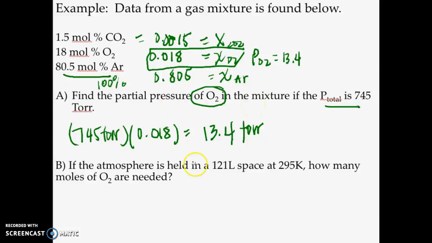In part B, it says if the atmosphere is held in a 121 liter space at 295 Kelvin, how many moles of O2 is that? So we already found the partial pressure of O2, so that's good. So again, if I didn't give you this question up here, you would still have to figure this out to answer this question. So we have the volume, we have the temperature. All we have to do is use PV equals nRT. And we want moles, we want n, so you divide by RT.